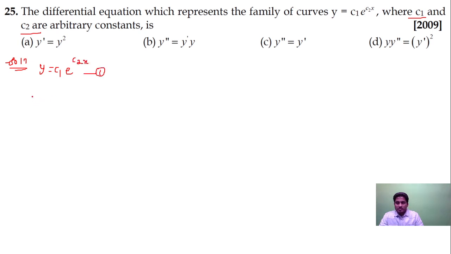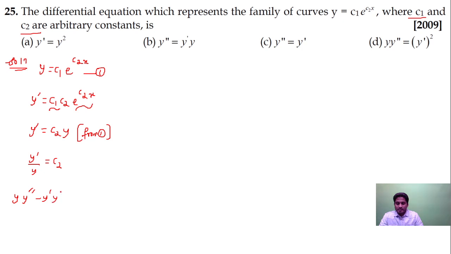I differentiate once. Y dash is equal to c1 into c2 e to the power of c2x. If I differentiate once, y dash is equal to c2, I'll keep as it is, into c1 e to the power of c2x, which from equation 1 will be equal to y. Let me write here, this is from equation 1. I can write y dash upon y is equal to c2. So quotient rule: denominator into differentiation of numerator minus numerator into differentiation of denominator, over denominator the whole square, is 0. From this I can write y into y double dash is equal to y dash the whole square.